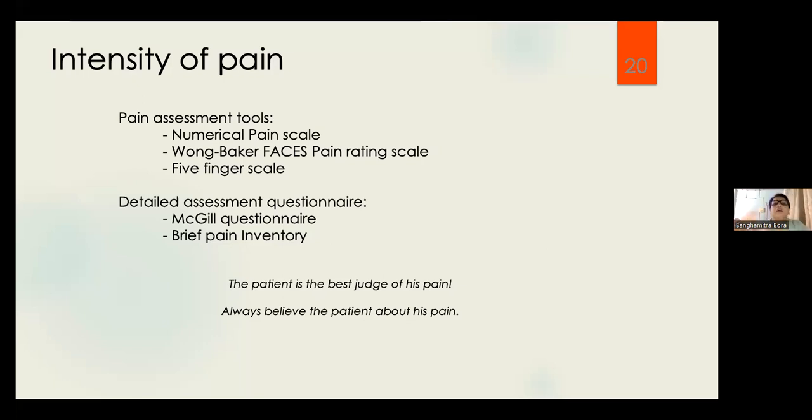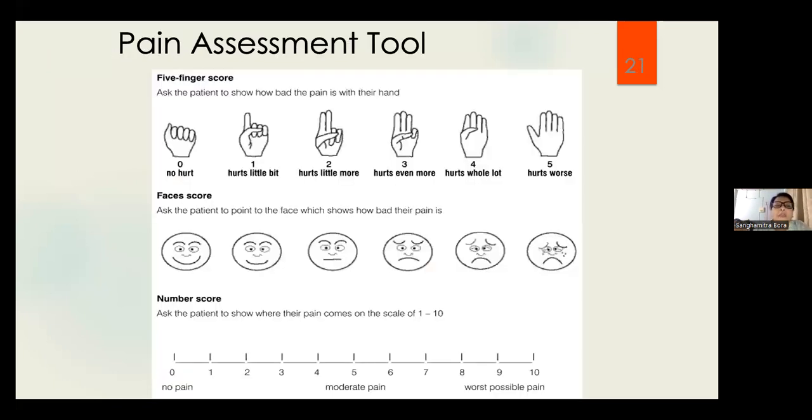So these are very simple yet very validated and great tools to give you the intensity of pain. And there are detailed assessment questionnaires like the McGill questionnaire and the pain inventory questionnaire, but I'm not going into those details. I'll show you the pain assessment tools that we generally use.